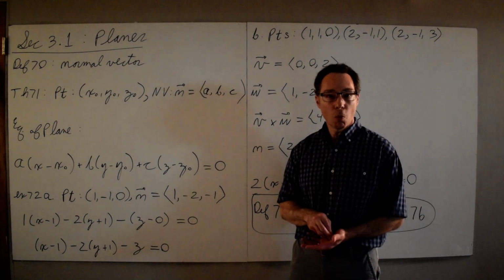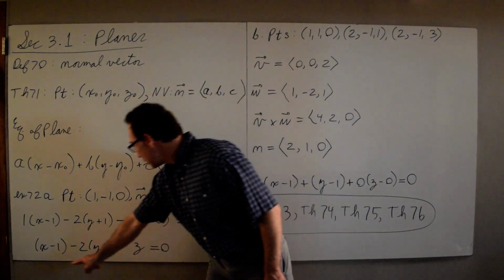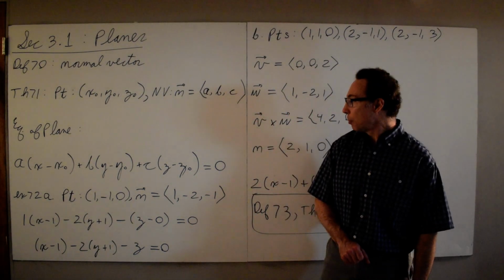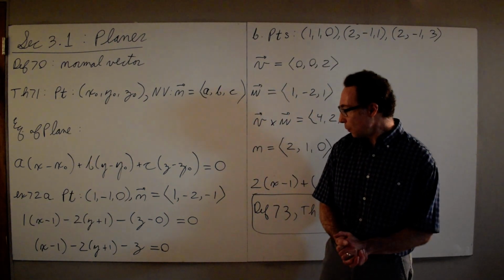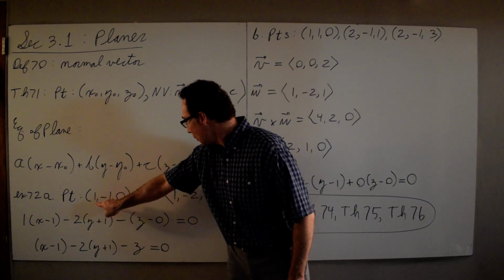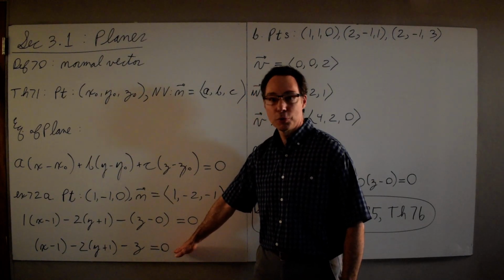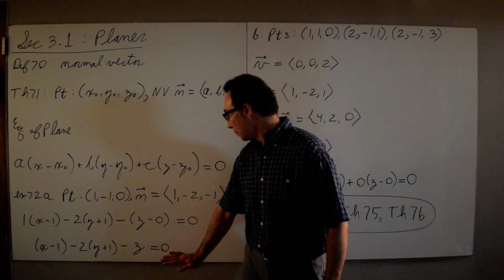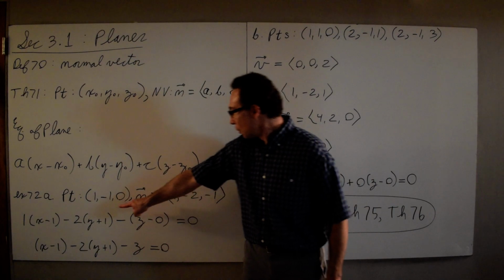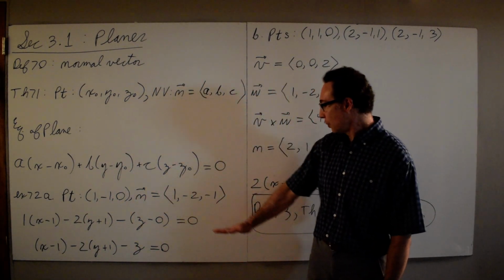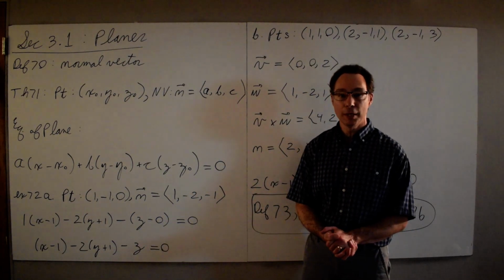So any point in R3 that satisfies this equation here is a point on the plane. Specifically, if we simply substitute 1, negative 1, and 0 in for x, y, and z here, we end up with 0 equal to 0. So we just verified that this point actually is on the plane, but we knew that because we used the point to find the equation of the plane.